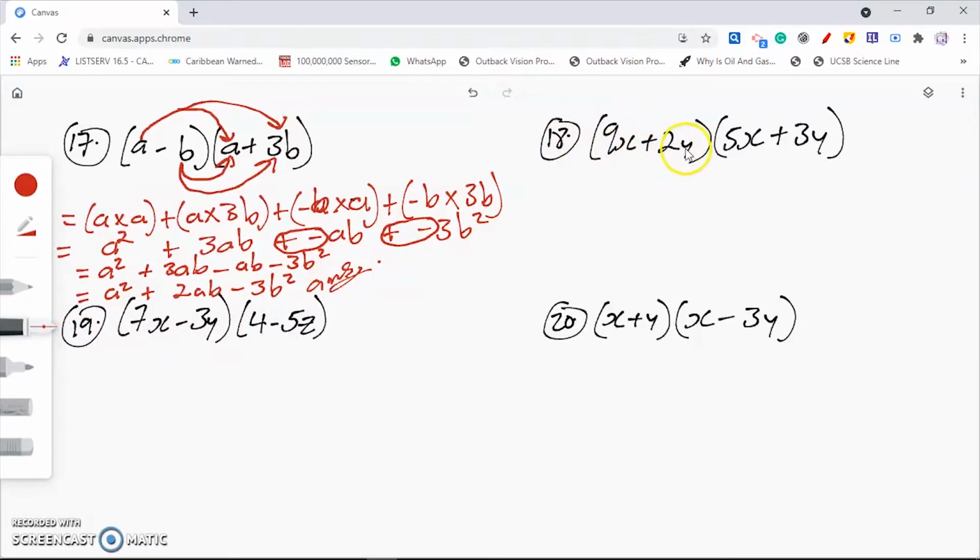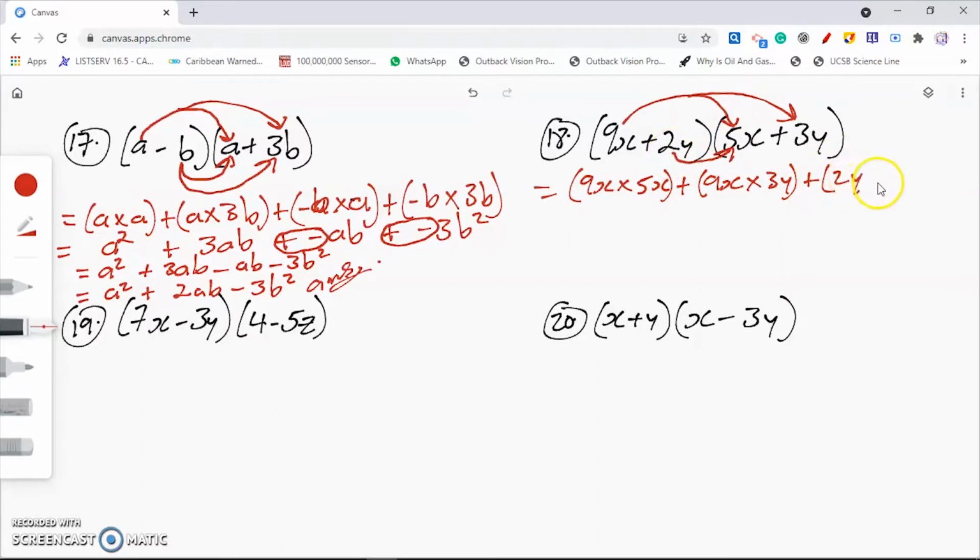We have 9x plus 2y times 5x plus 3y. So we will get 9x times 5x, plus 9x times 3y, plus 2y times 5x, plus 2y times 3y. Good.